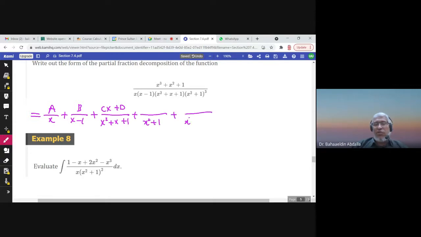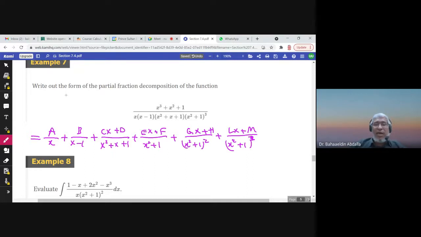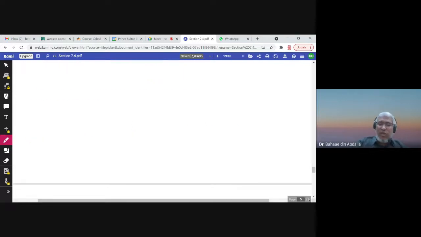So a fraction for x squared plus 1, a fraction for x squared plus 1 squared, and a fraction for x squared plus 1 cubed. Okay, and here I write ex plus f, gx plus h, whatever, lx plus m. Okay, and I find all of these coefficients. But he said here, write out the form of the partial fraction decomposition of this function.